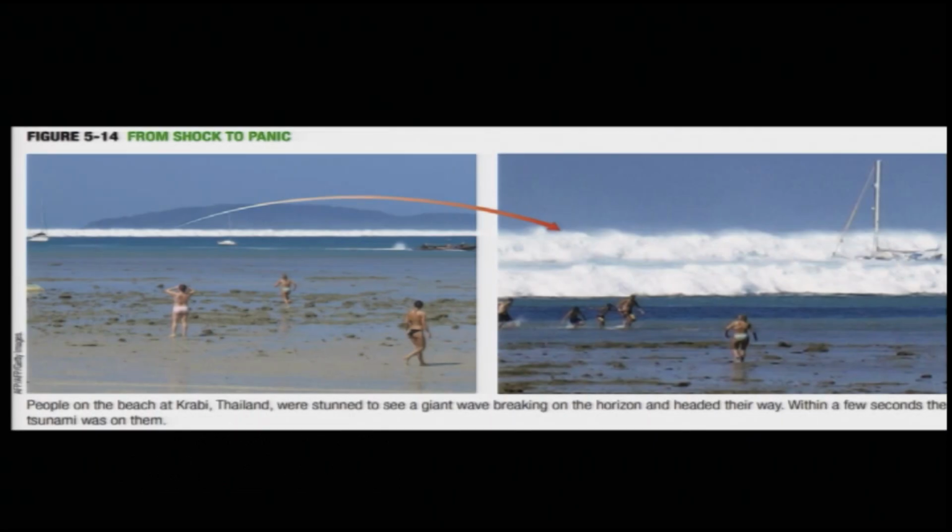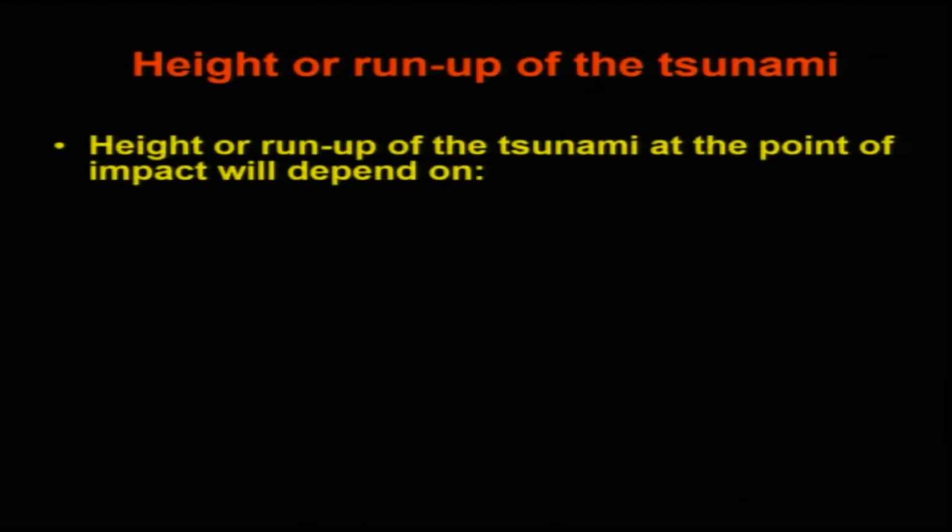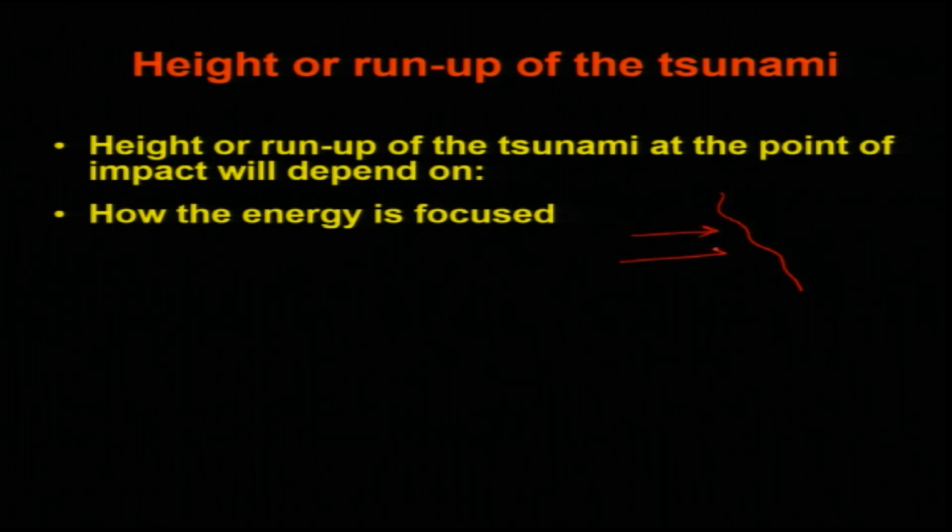This is the photograph which shows wave height and the two waves coming in after the 2004 earthquake in Thailand. Height and run up is another important factor which is taken into consideration for modeling or simulation of tsunami waves, as well as preparation of the inundation maps or tsunami hazard maps. The height or run up of the tsunami at the point of impact will depend, first, on how the energy is focused, that is, the alignment of your coast with respect to the incoming tsunami waves.